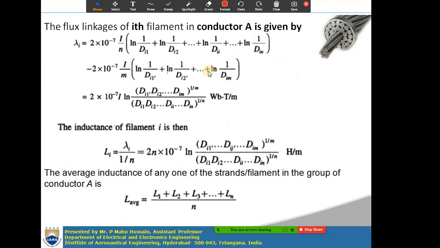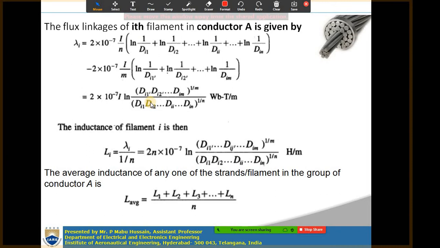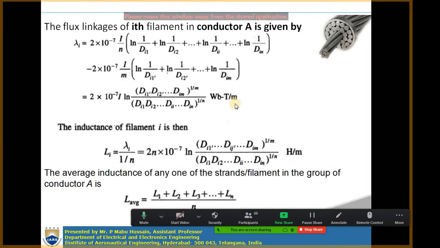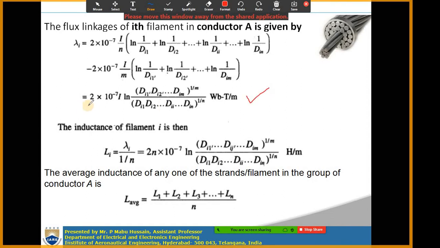Okay. So now after some simplification, you will get the final expression as this one, which is 2 into 10 power minus 7 I. So you take I as common. Now, how can you write this total expression, ln A plus ln B plus and so on, ln n, right?